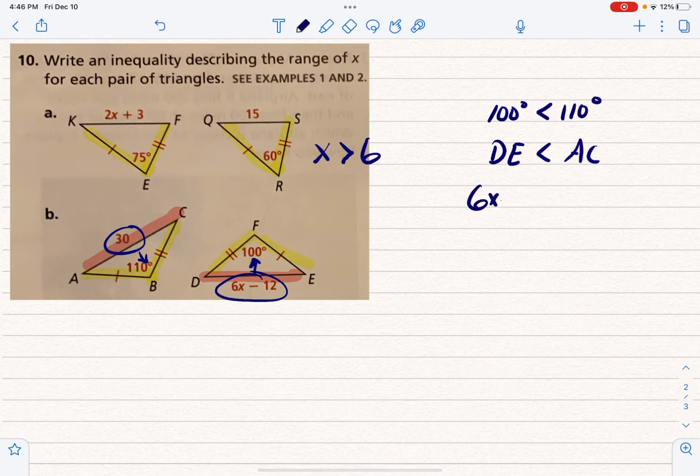So therefore, 6x minus 12 is less than 30, which is also true. Add 12 to both sides, and you get 6x is less than 42. Divide by 6, and x is less than 7.